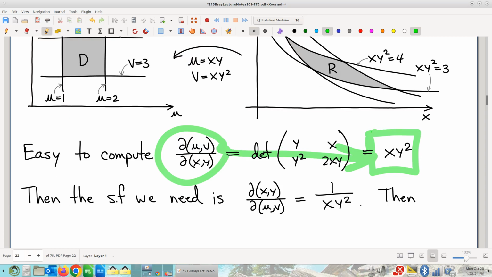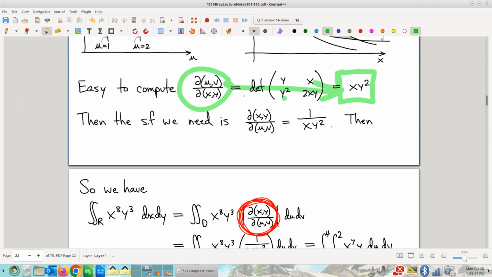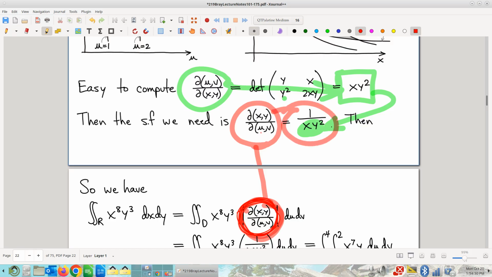Now, putting it all together, I realize I have partial uv, partial xy. I want partial xy, partial uv. Thankfully, I know they're reciprocals of each other. And so this thing that I need is just going to be the reciprocal of the thing that I have.